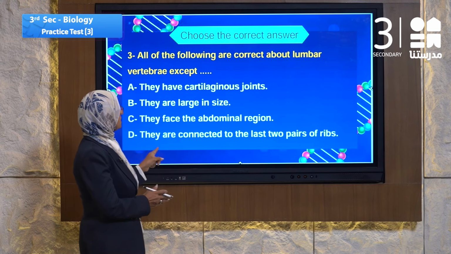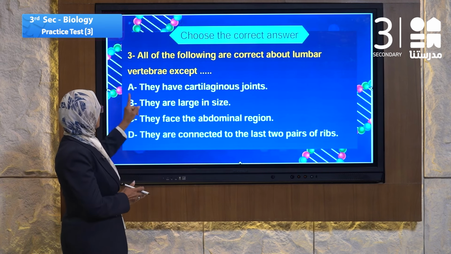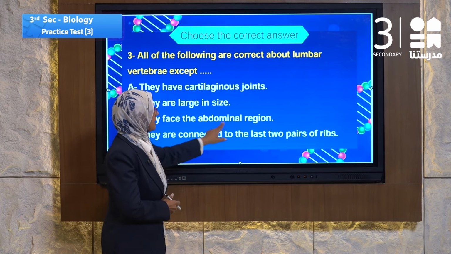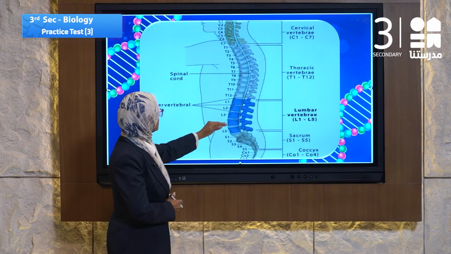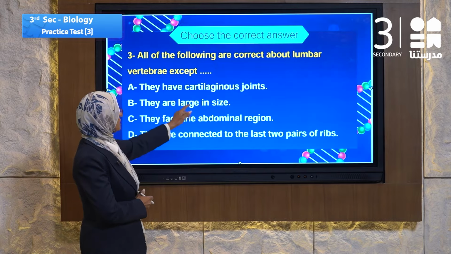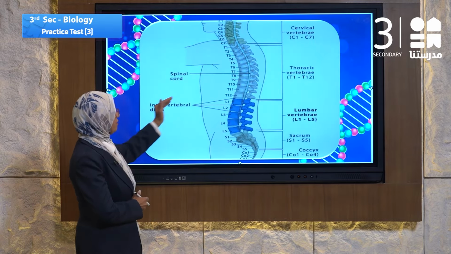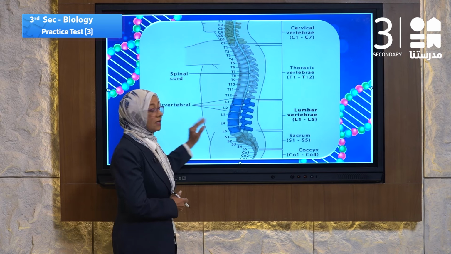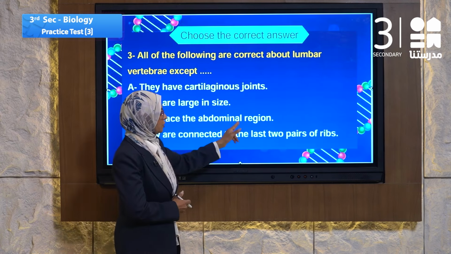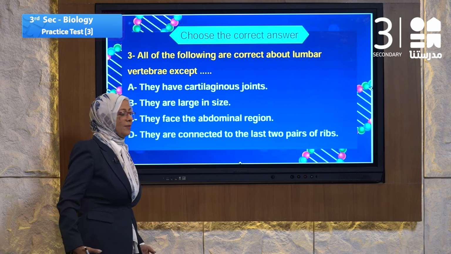We must consider except. Number A, they have cartilaginous joints. Yes, they have cartilaginous joints between them. Number B, they are large in size. Yes, they are very large in size. Number C, they face the abdominal region. Yes, they face the abdominal region.